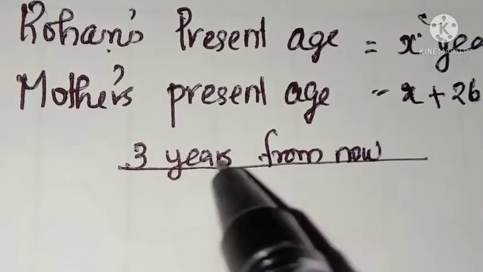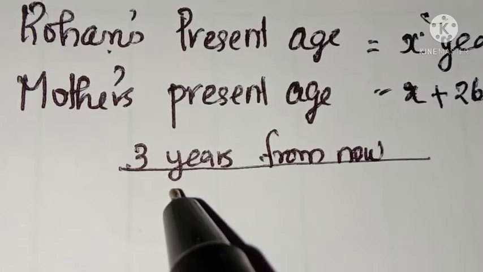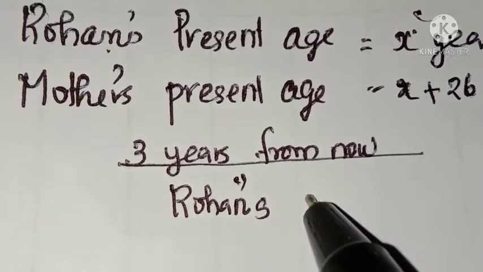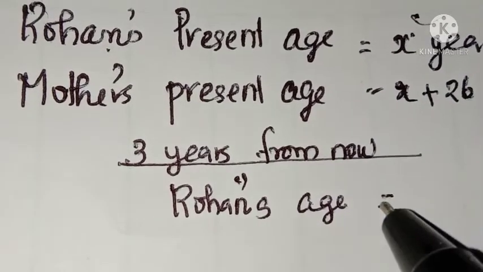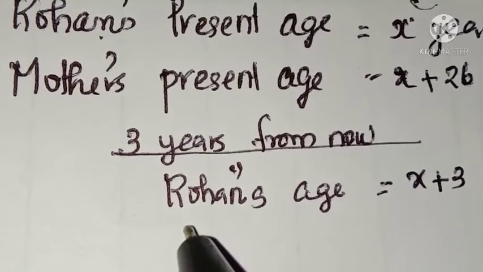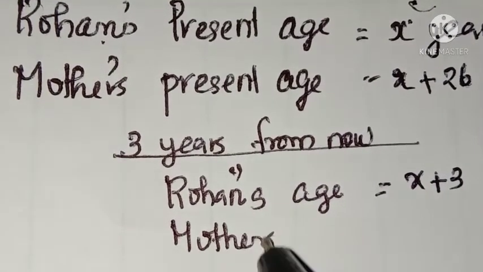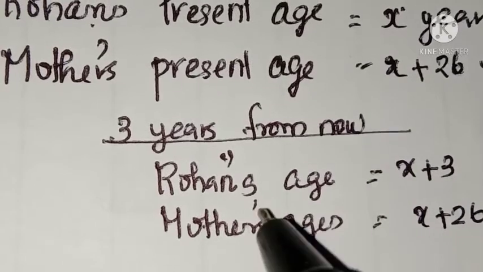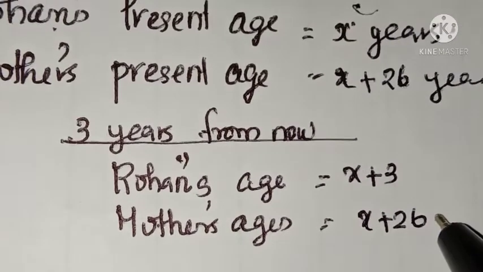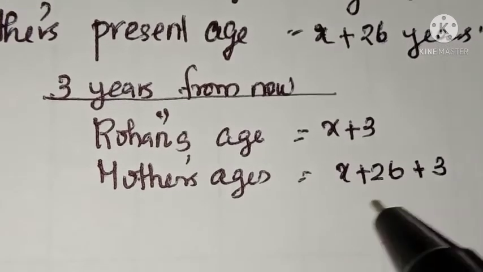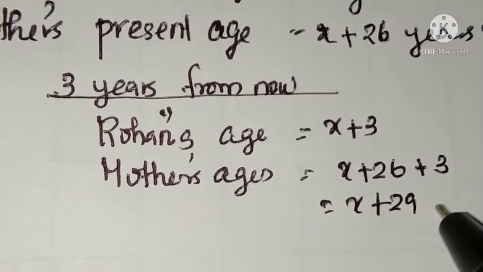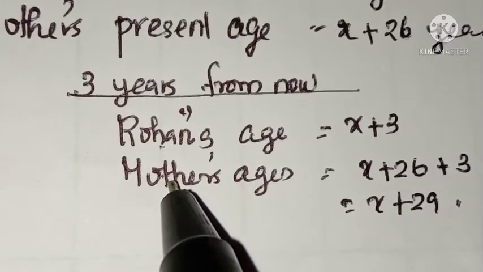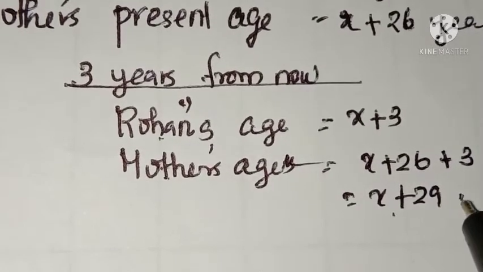Listen, after 3 years, what is Rohan's age? Present age is x years. So after 3 years, Rohan's age is x plus 3. What is his mother's age after 3 years? Mother's present age is x plus 26. After 3 years, it becomes x plus 26 plus 3, that is x plus 29. So after 3 years, Rohan's age is x plus 3 and his mother's age is x plus 29.